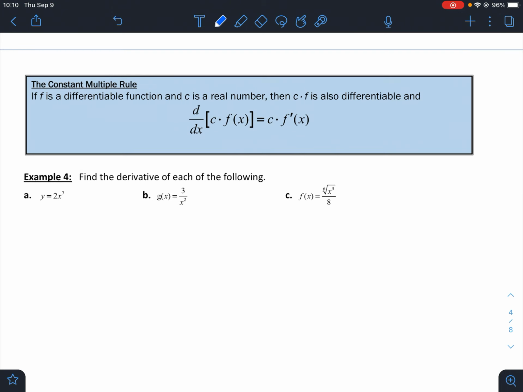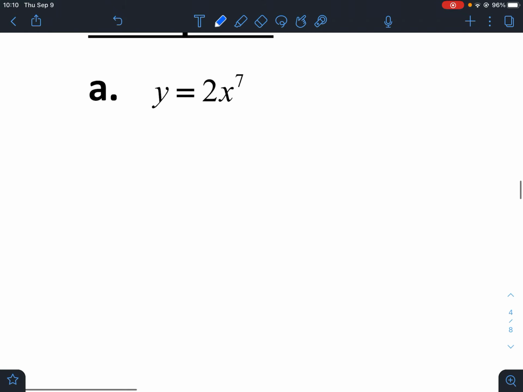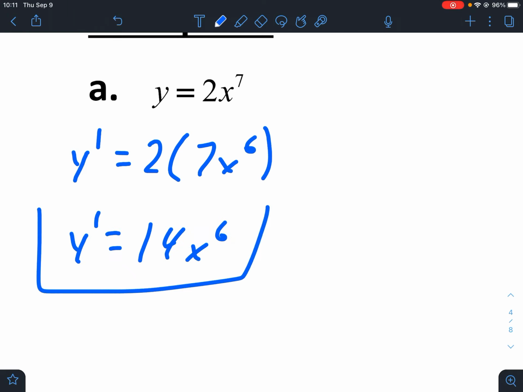All right, the constant multiple rule basically just says if you have a constant multiplying a function, you can just ignore that constant while you're doing the derivative and then multiply it by the derivative at the end. So for a, taking the derivative of this one, basically ignore the 2, and our derivative would be y prime or dy/dx, either one is fine, 2 times 7x to the 6th dx/dx. And simplifying there, we have 14x to the 6th.